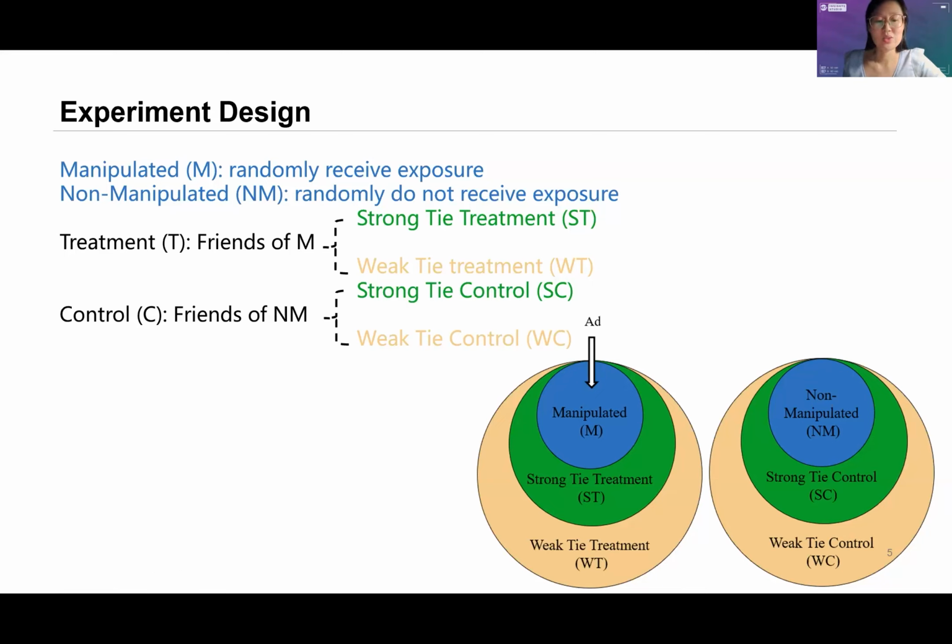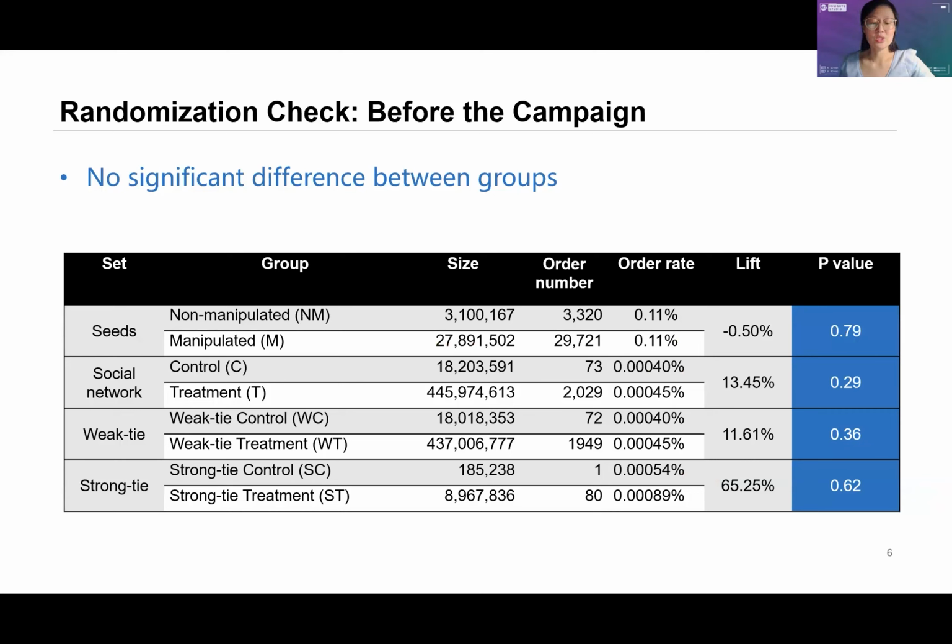This randomization of T versus C is also an essential part of the design. The randomization process ensures that after the ad campaign, the difference between treatment and control, if any, could be all attributed to the exposure of their friends. To track the randomization, since individuals were randomly assigned to M versus NM, T versus C, WT versus WC, and SC versus ST, the 4 pairs should be similar in all aspects before the campaign.